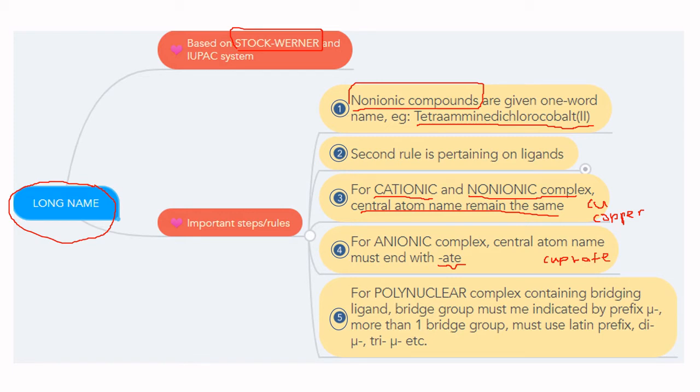Okay, and then for rule number 5, for polynuclear complexes, I have mentioned before that polynuclear complexes are where you have two or more metals inside the molecular structure of a complex. Normally polynuclear complexes contain bridging ligands, which must be indicated by the prefix mu. If you have more than one bridging group, you must use the Latin prefix dimu, trimu, etc.